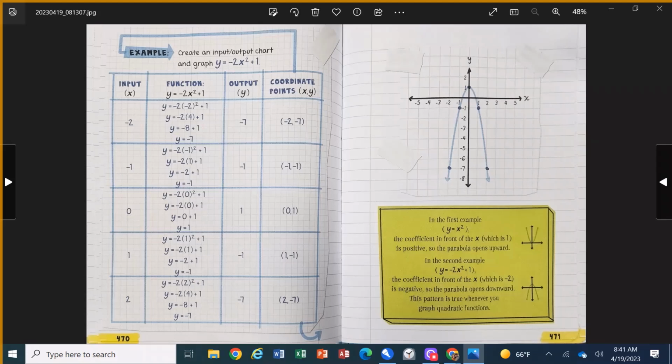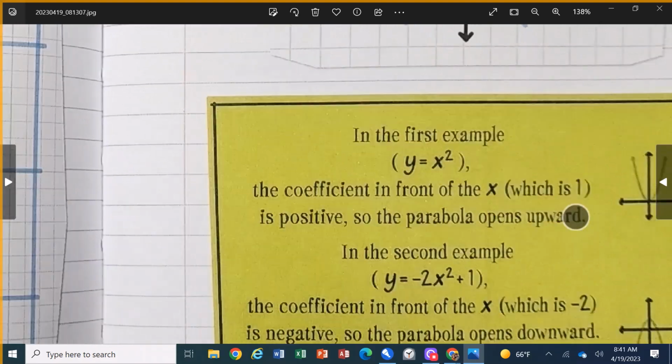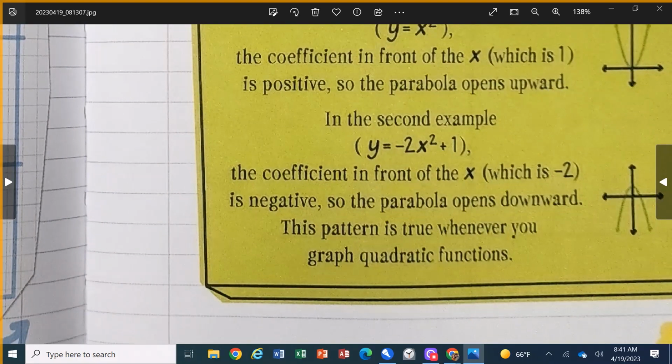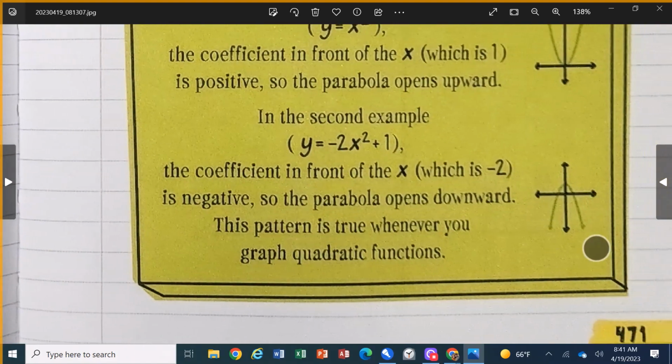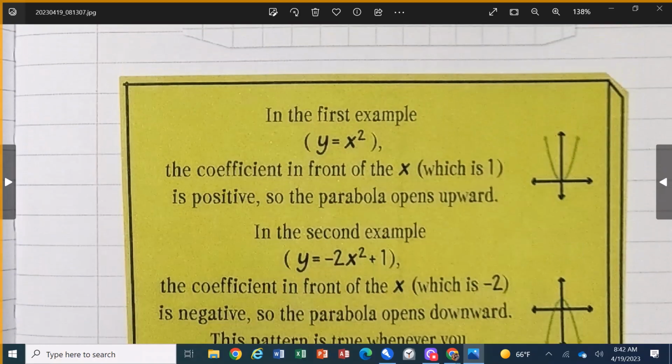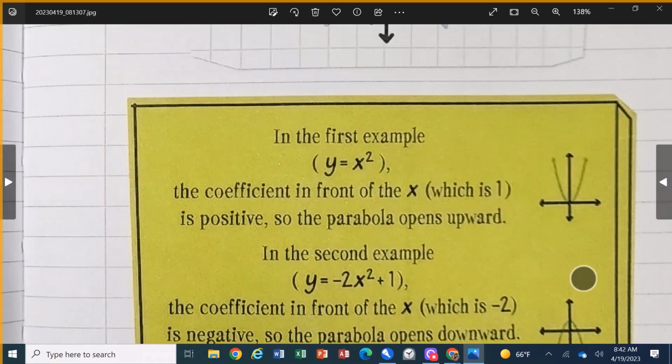So this is an input-output chart. All right. So notice how this one is flipped upside down. It's because, not because of the 2, but because of the -2. If your coefficient is negative, it flips it over. And it mentions that down here in this little call-out box. In the second example, y equals -2x squared plus 1. The coefficient in front of x squared is -2. So if it's negative, it opens downward. All right, if it's positive, like this one was, it opens up. But if it's negative, it opens down.